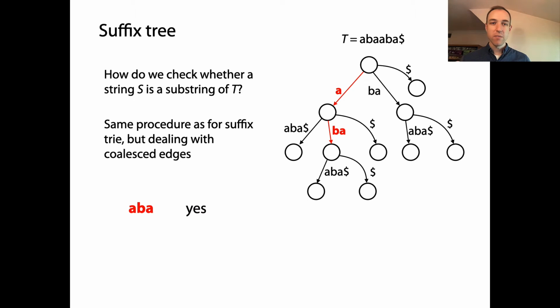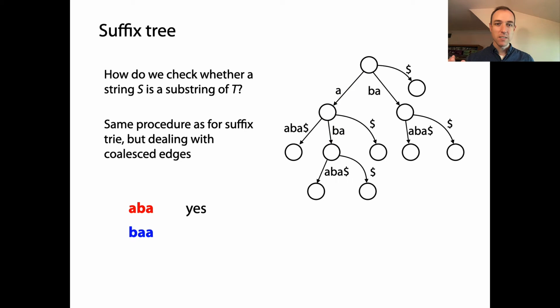So for that first query, we would walk down from the root. The first step would cause us to walk from the root to another node. The second step causes us to walk along an edge a little ways. And then the third step causes us to walk the rest of the way across the edge. And at no point do we fall off, so the answer is yes. Okay, so just a slight change to how we did things with the suffix trie.